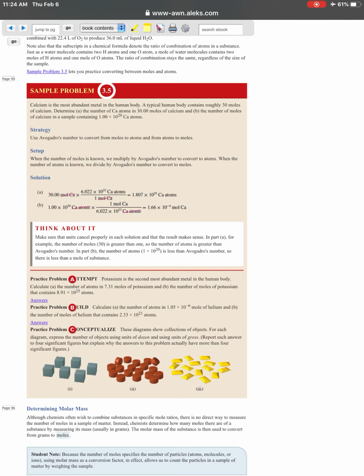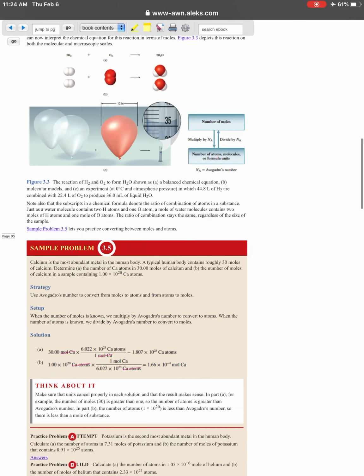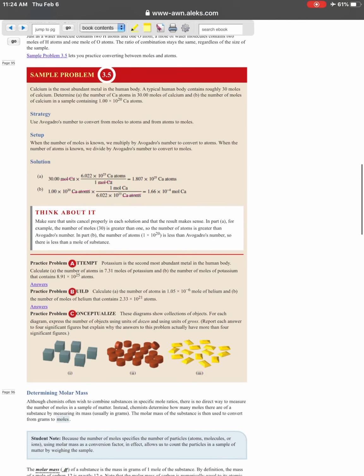What about part B? We're going to go the other way now. We have the number of atoms, and we would find the number of moles. So that's to the right in this picture in figure 3.3. You divide by Avogadro's number. So in part B, 1.00 times 10 to the 20 calcium atoms, divide by Avogadro's number, and that'll give you the number of moles.